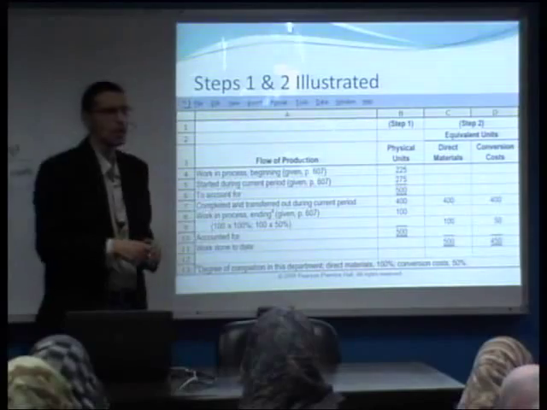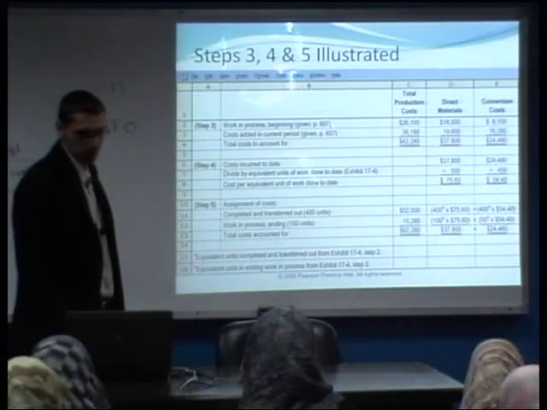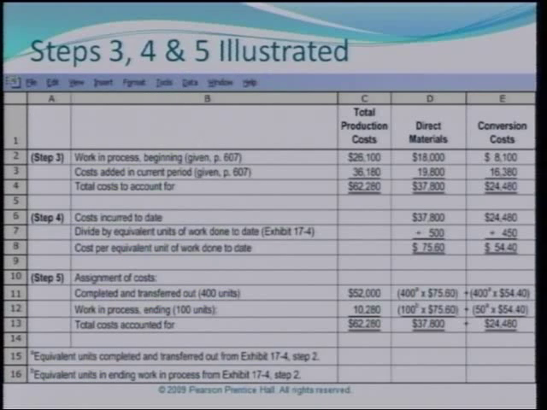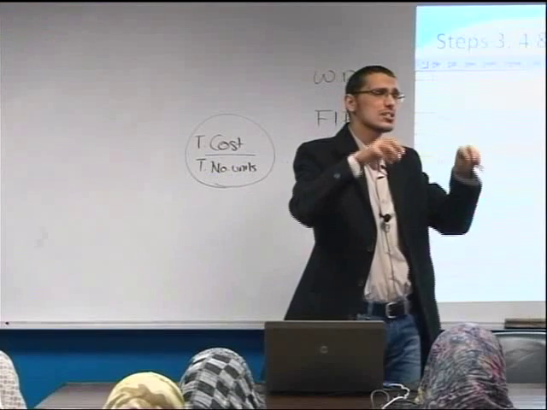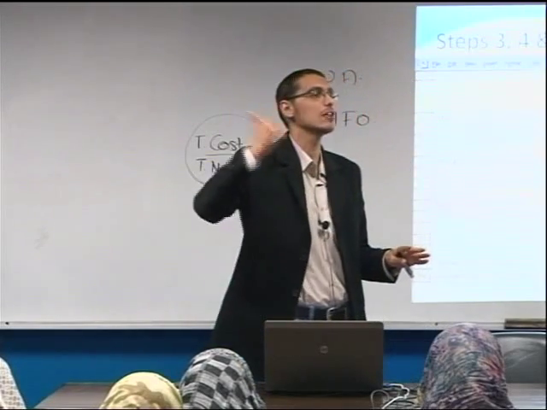We did not change anything from case number 2. Now, of course, in step number 3, we need to summarize all the costs to account for. In case number 2, we only took the costs that were incurred within a specific period. Why? Because we did not have any beginning inventory.